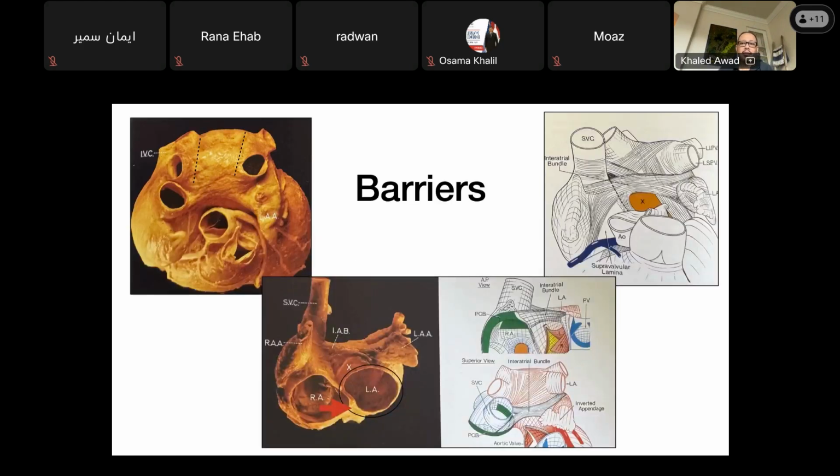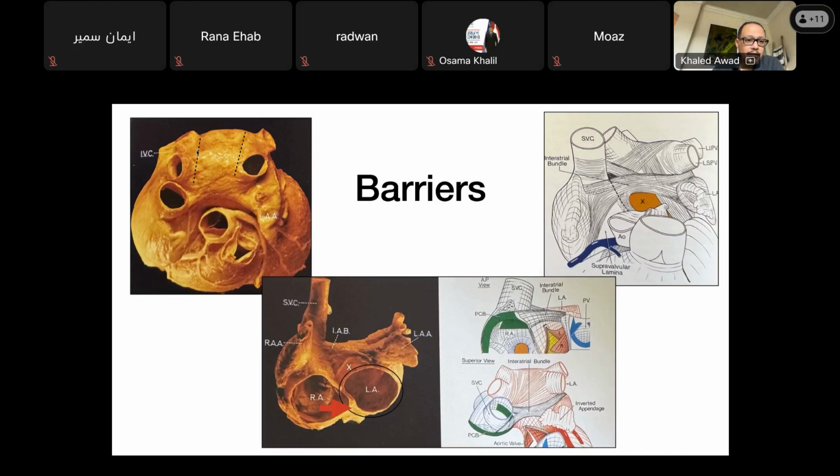Let's talk about the anatomic barriers that we could be dealing with in the left atrium, just more basic anatomy for those who are still learning this subject. This is from McAlpine's Atlas of Anatomy. And I'm going to focus on this view first, top left.